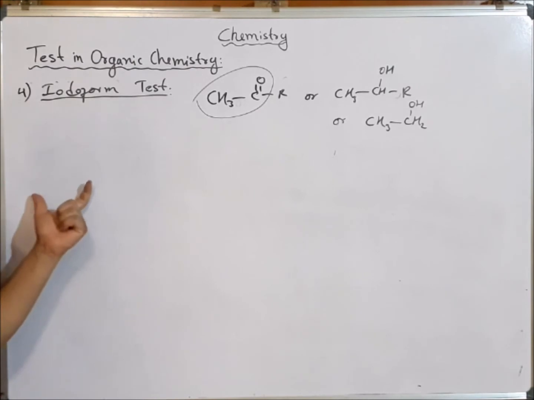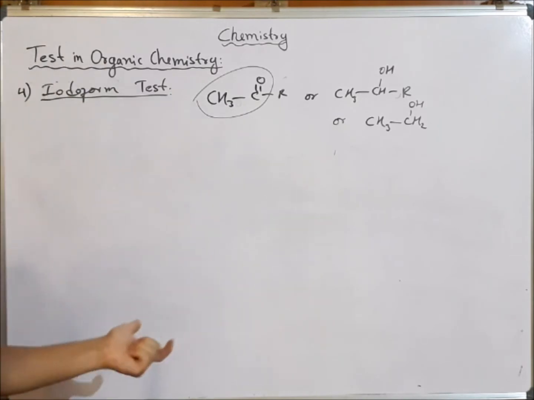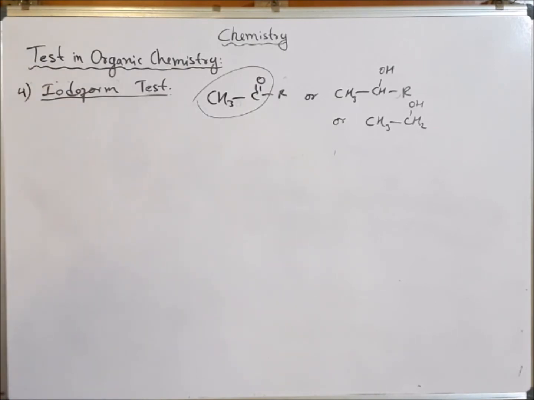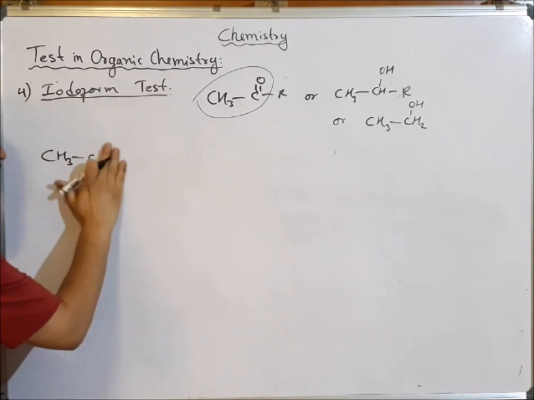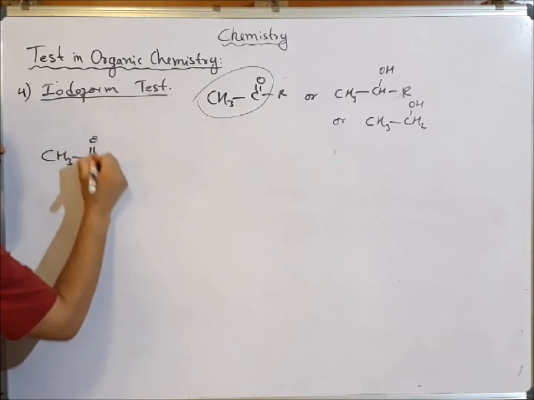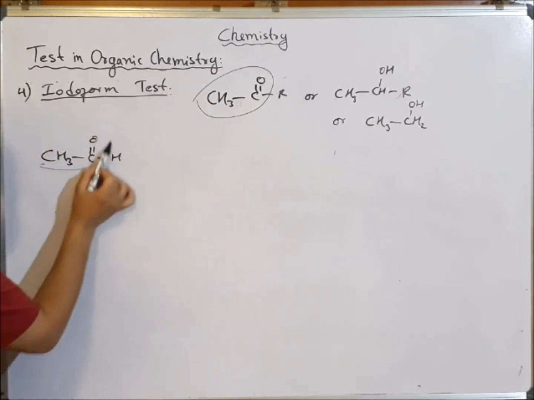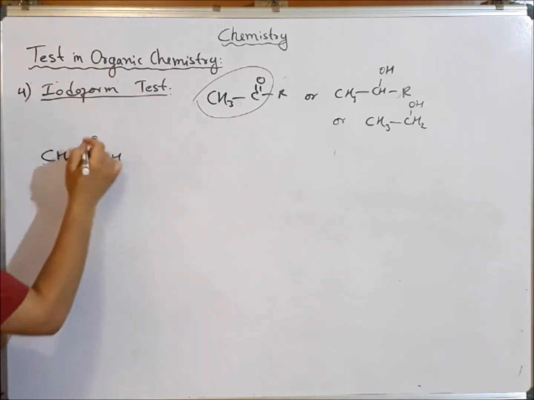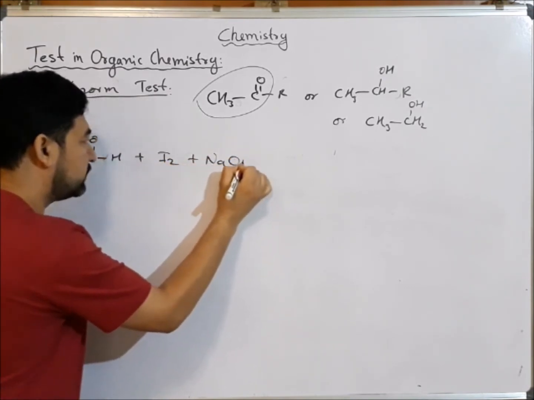Okay. So in the iodoform test, normally we react this type of compounds with iodine and sodium hydroxide. So this forms the iodoform, which is a yellow color precipitate. Okay, we'll write the reaction now. We'll try with a simple one. If we have this compound, which has this group, we call it methyl ketone, then it reacts with your I2 and NaOH.